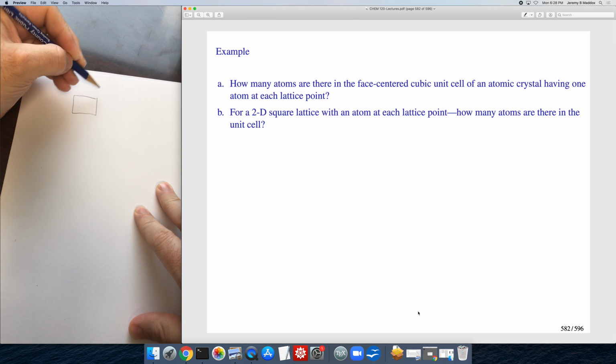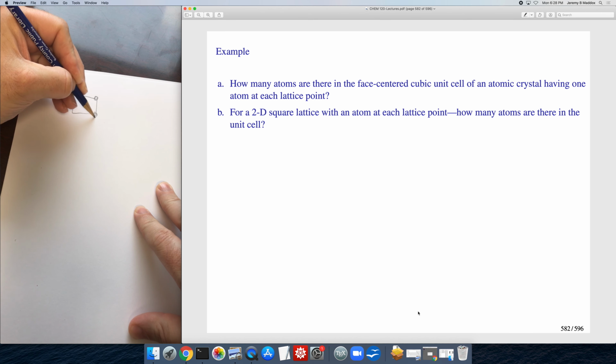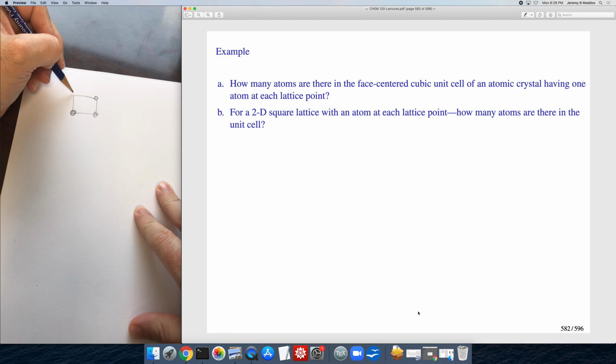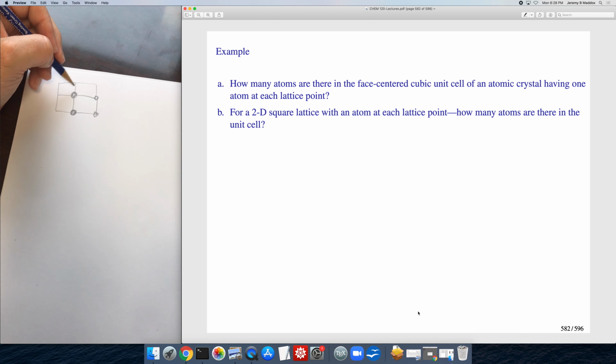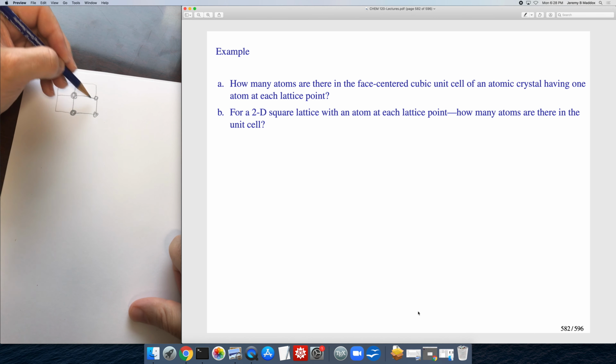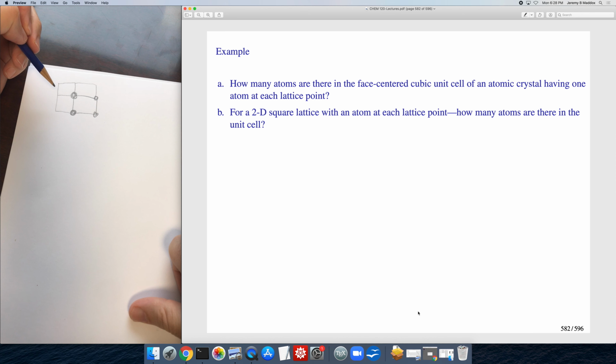A 2-dimensional lattice would look like this. You can ask yourself, how many atoms does each corner contribute? Well, you've got 1 atom here, and that would be 1/4 for each corner. You've got 4 corners, so 1 atom in the 2-dimensional square lattice.